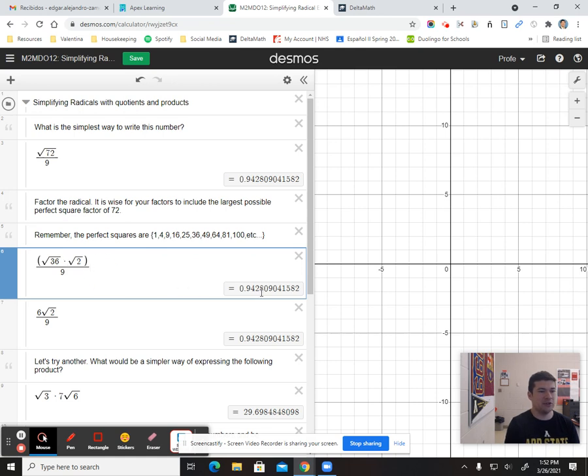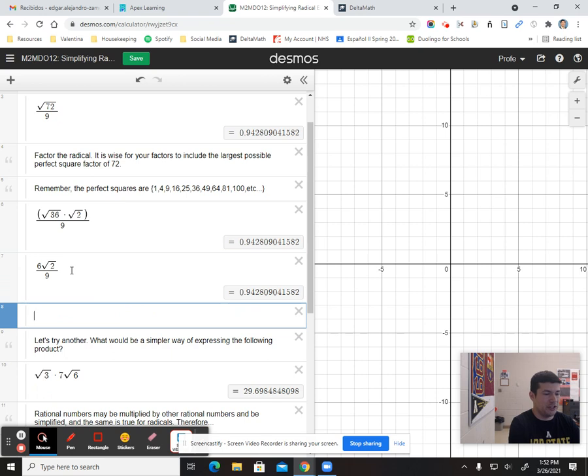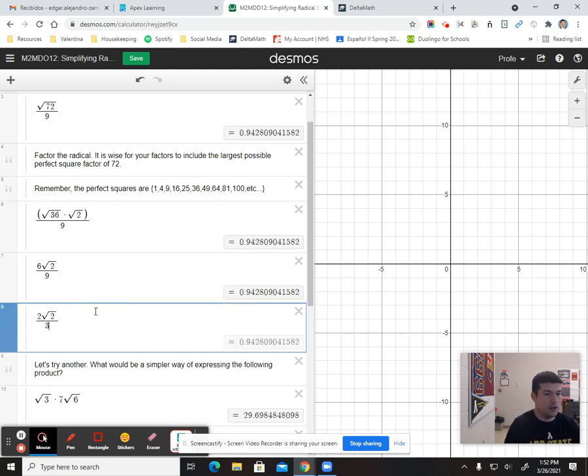I'm going to enter that into Desmos just to make sure it has the same value, and it does. Now root 36 is easy to simplify because it's a perfect square. Root 36 is equal to 6. And the square root of 2 can't be simplified anymore. It's an irrational number. So we've got 6 root 2 over 9, which, when you really think about it, 6/9 is equal to 2/3. So we're going to say that this is equal to 2 square roots of 2 all divided by 3. And we see we have the same expression. So that's the simplest way to write the root 72 over 9.